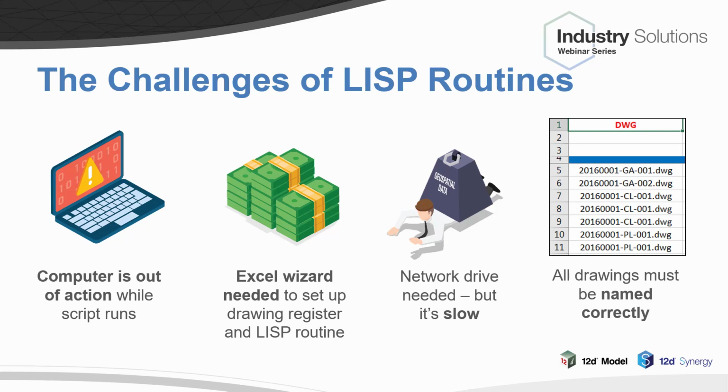And also, errors can occur if all your drawings aren't named correctly. So what will happen if a drawing is misnamed? The Lisp routine will skip it, and then you're left in a really messy situation where you've got to work out what drawings have been updated and what haven't, and then you may need to rerun the script altogether. And as we all know, it's pretty darn difficult to get everyone following naming conventions every time.